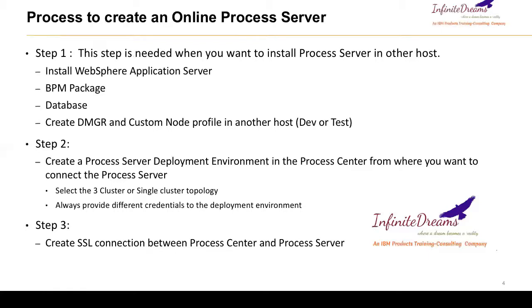The third step is to create an SSL connection between the process center and the process server. The connection between them is an HTTP connection, SOAP over HTTP, and I want this connection to be secured, so you have to do that in the third step. The first step we already know, so I'm not going to explain it here. For step 2, I will just show you from the slide what steps are involved.